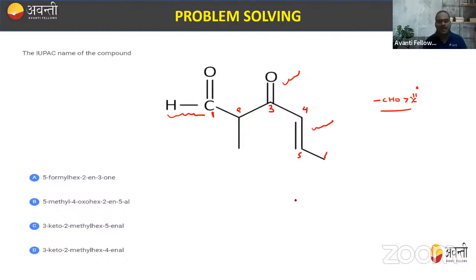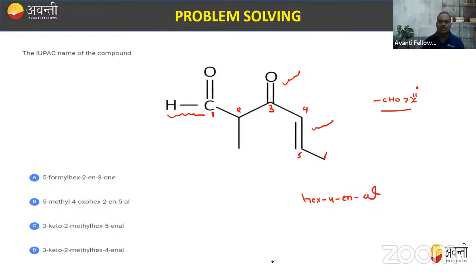Right. So we have a hex, and we have an ene, right? So ene at which position, beta? 4. So hex 4 ene and al, right? So this is hex-4-enal form.